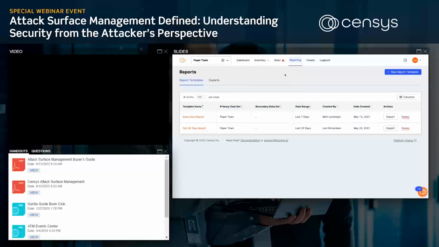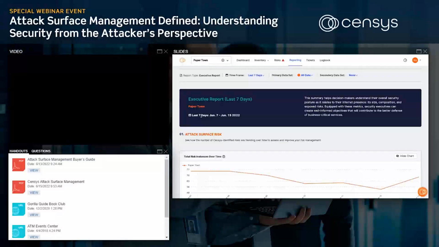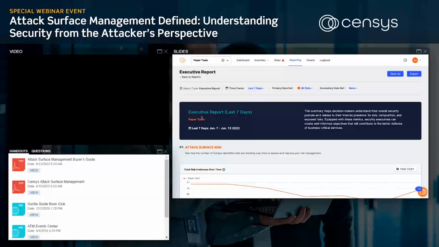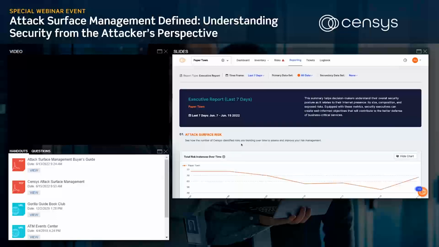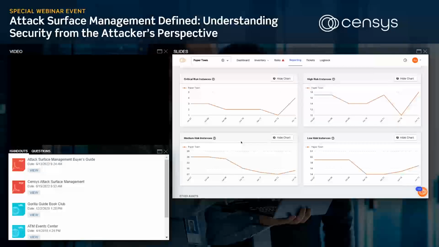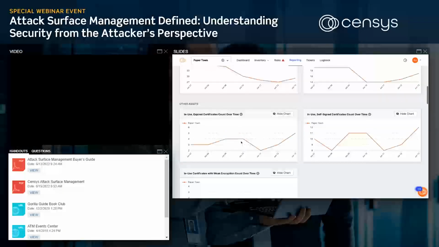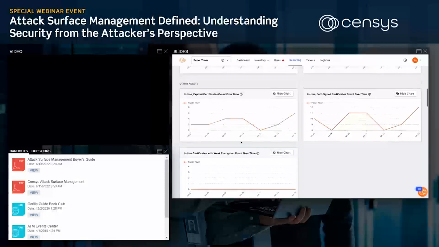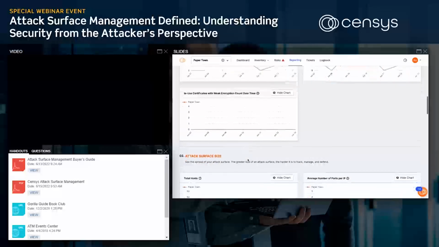So if we open this, these reports were designed to be mostly charts and graphs and trends of how is the attack surface changing over time, letting your CISOs, letting your directors, letting your VPs know, letting your board members know even, how is our security posture from an attack surface perspective. So there are three different categories: attack surface risk, so everything regarding risk, the different levels of severity, risks involving self-signed certificates and things like that as well. The next section would be attack surface size.